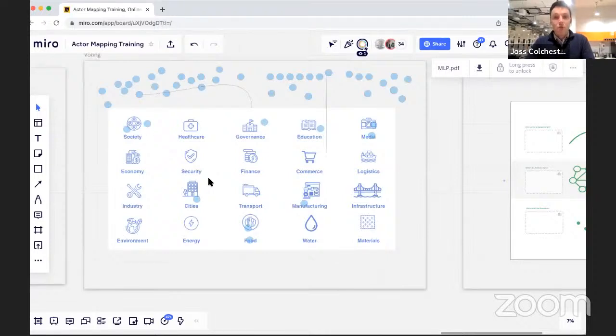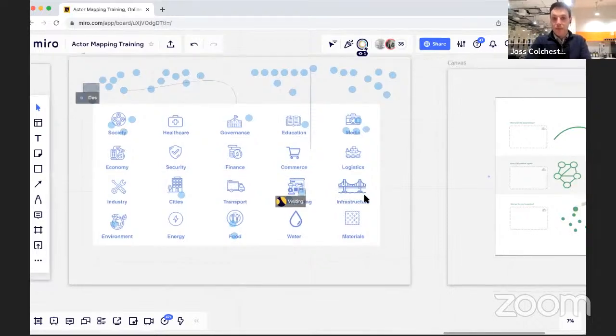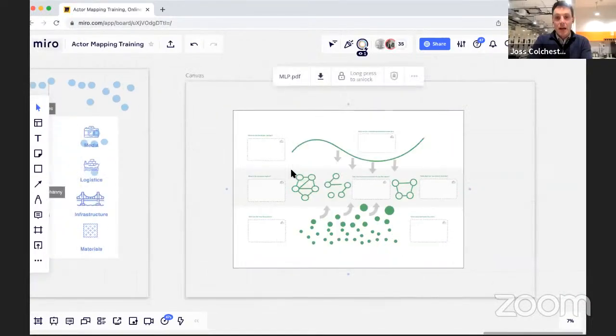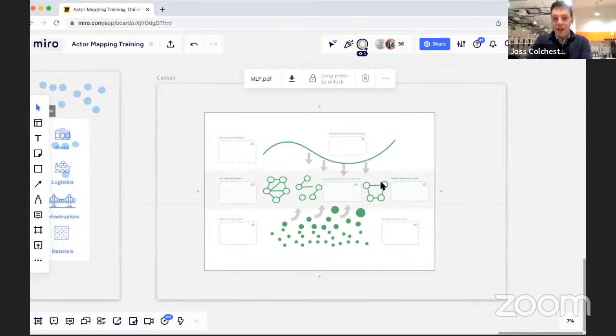Okay, we've got two for media, two for farming, two for society, and four for media. Okay, let's go with media for today, just as an experiment. So here's our canvas.